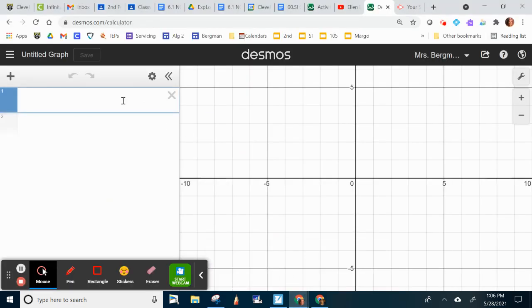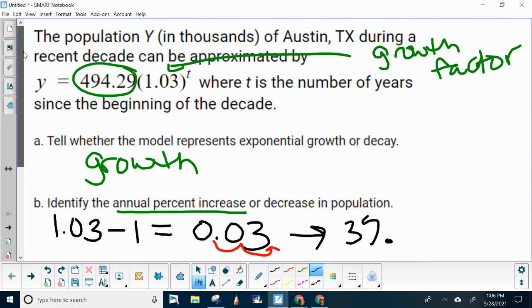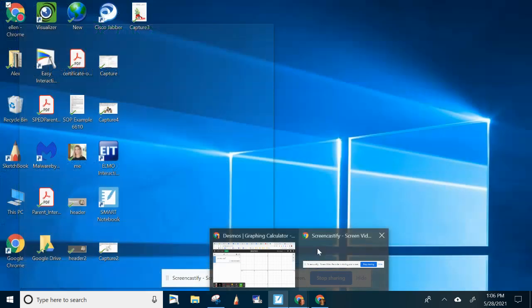So let's do that right now. We have 494.29 times 1.03 to, instead of the t, we're going to do to the 6. And that is what the population will be in 6 years. 590, we'll say 590.21. And this is actually in thousands. So that is how you do these kinds of problems, the exponential growth problems.